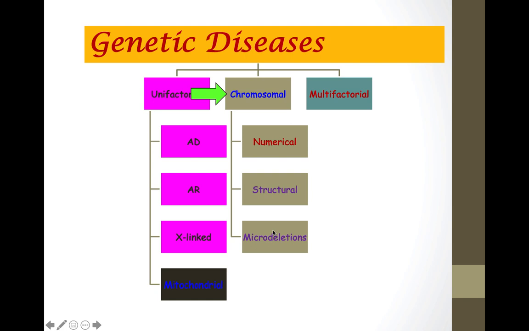Usually, cytogenetics is inherently able to detect these chromosomal abnormalities. If you want to look for autosomal dominant or autosomal recessive, often unifactorial illnesses, you will have to move to more single gene detection methods, so maybe sequencing, PCR, things like that. In chromosomal abnormalities, you usually use cytogenetics. We will talk about both now.